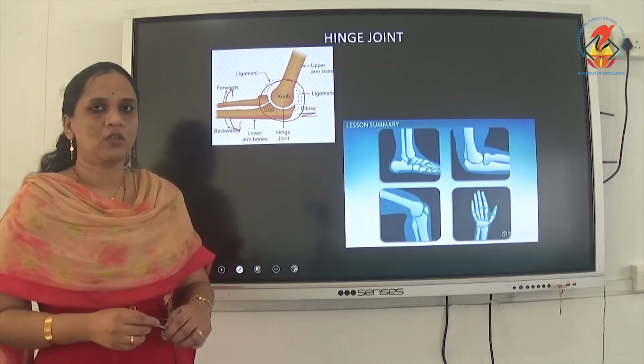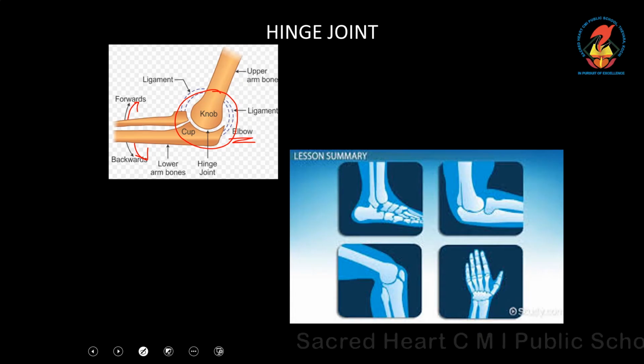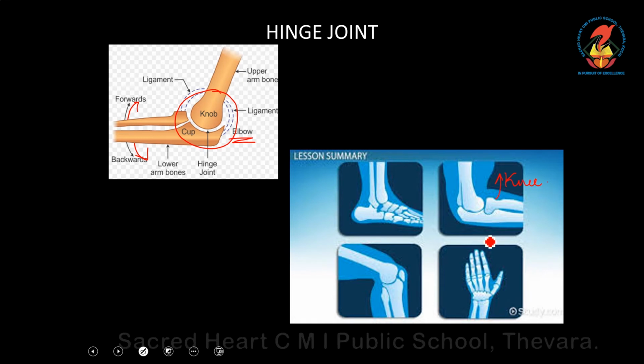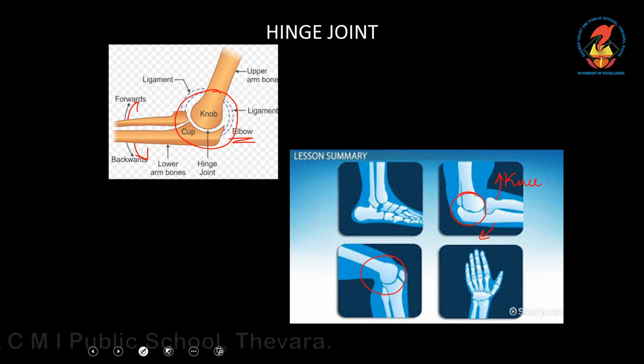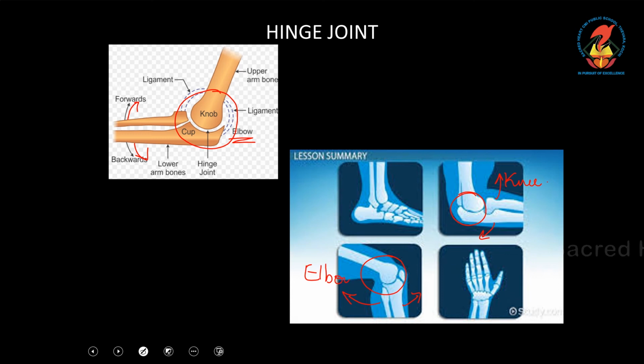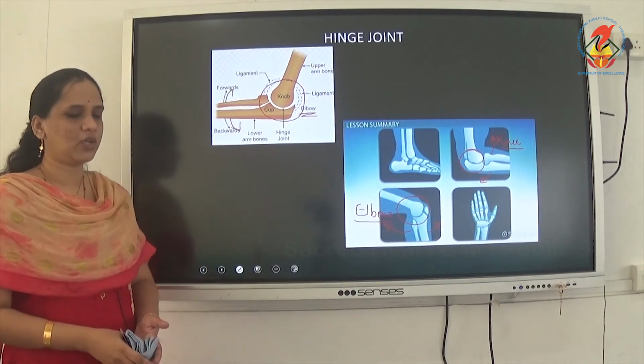So in your hinge joint, you can see your knee, and you can bend your knee backward and forward. So this is your hinge joint. You have your elbow, you can move your elbow forward and backward. So this kind of movement is present in hinge joint. So this is your elbow, this is your knee. So these are the examples of hinge joint.